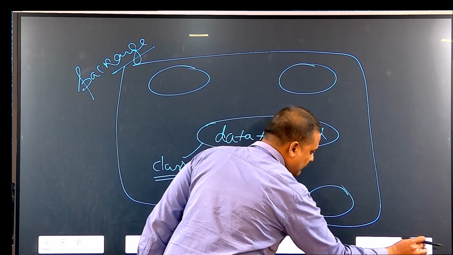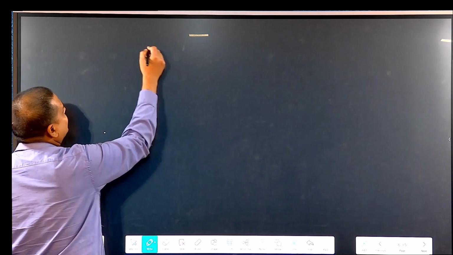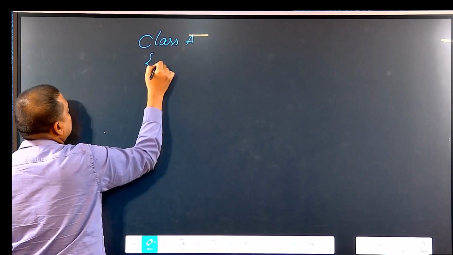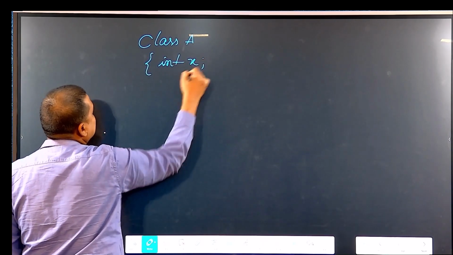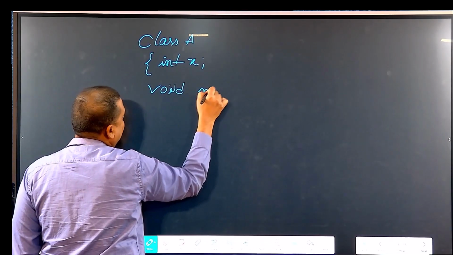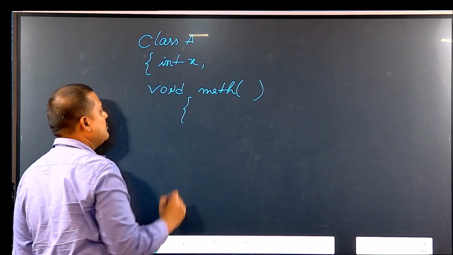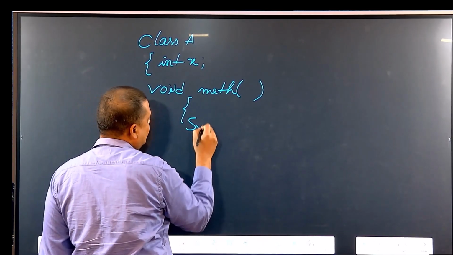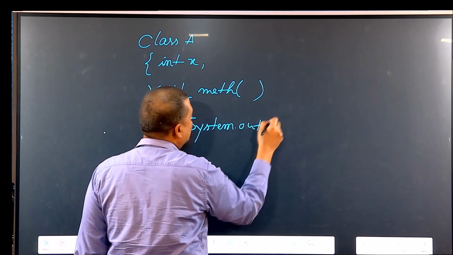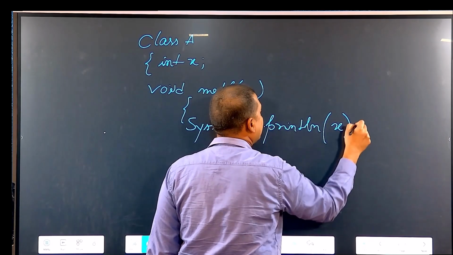So, in case I have some class like this, like this is a class A. Now, this is a variable int x and there is a method void, say for example, meth is the method name, and in this method we are trying to print the value of x with the help of some terminology, System.out.println. I want to print the value of x.